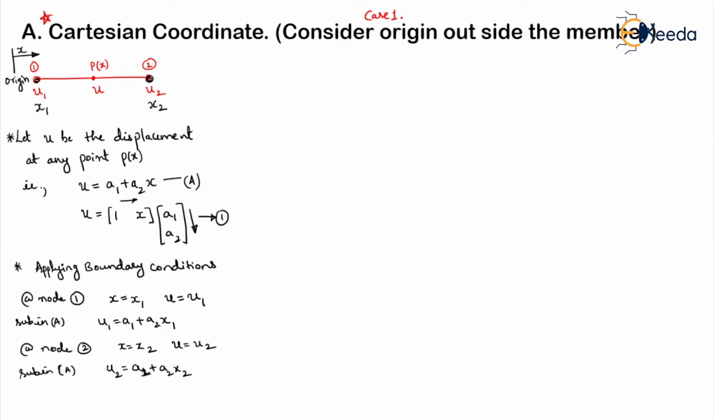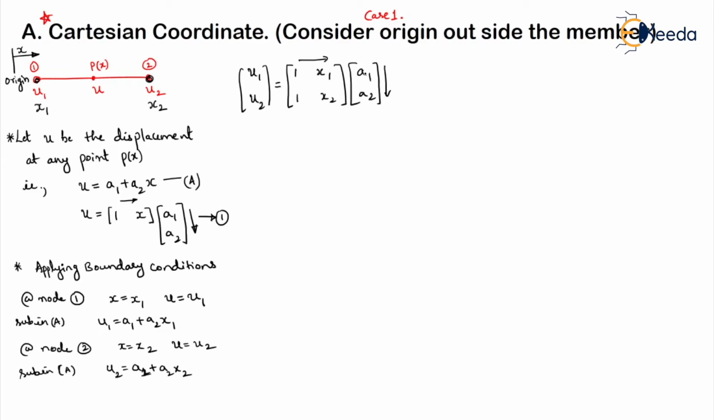Now if you want to write this in the form of matrix, how will it be? u1, u2 is equal to, right, so I'm taking a1, a2 outside, so what is remaining here? 1 x1, here 1 x2, right, this multiplied by a1 a2. Once or twice if you practice, you will come to know how to write it in the form of matrix. See, now if you multiply this with this, you will get these two equations only.